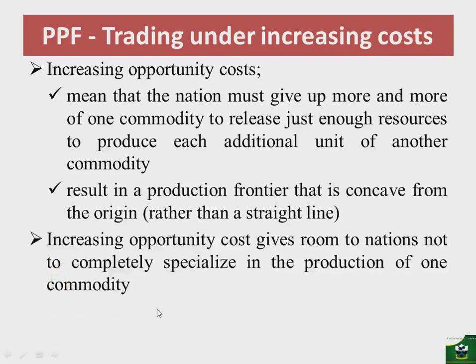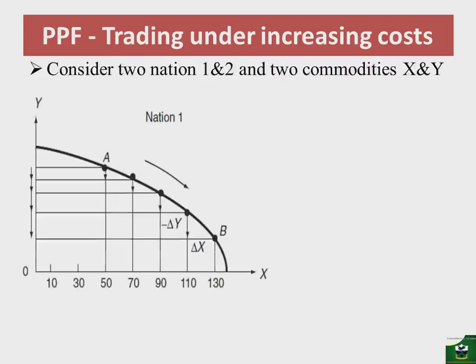Okay, so with that, increasing opportunity cost gives room to nations not to completely specialize in producing one commodity. Because if the nation wants to produce a given commodity, the cost to that nation will be increasing, and therefore it will be willing to release just fewer and fewer units. As such, the nation is able to produce both commodities and not specialize completely.